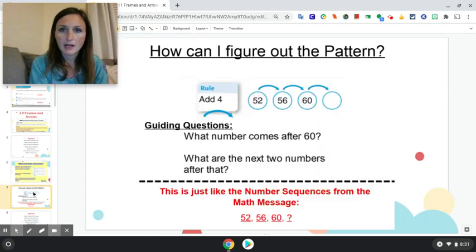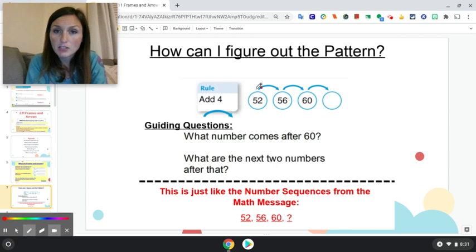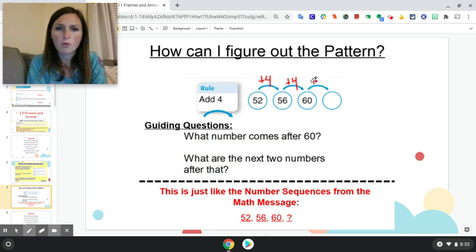So here is an example of how we can figure out the pattern. Okay, so if it says the rule is add 4, then I know above each of these, I am adding 4, because 52 plus 4, that's 56. 56 plus 4, that's going to be 60. Then it says, what number comes after 60? Well, what's 60 plus 4? 64.